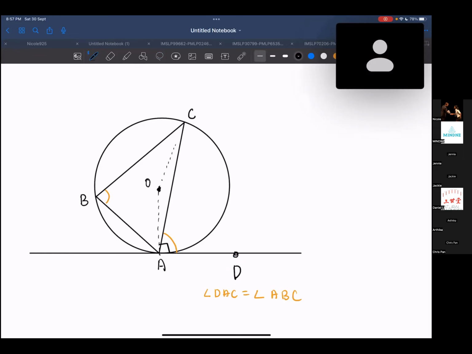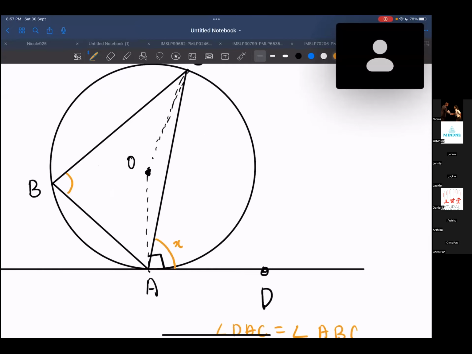Okay. And then is what you did kind of just subtract? Yeah, subtract. Well, I said that OAC is 90 minus X if CAD is X. Nice. Yeah. So we can just call this X.